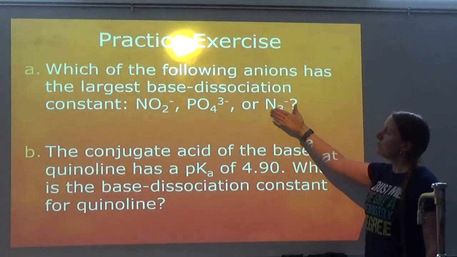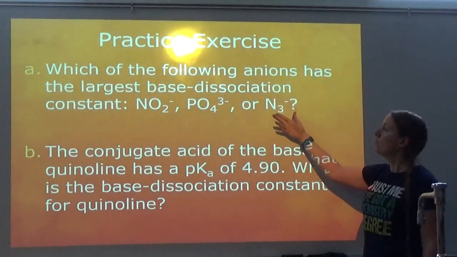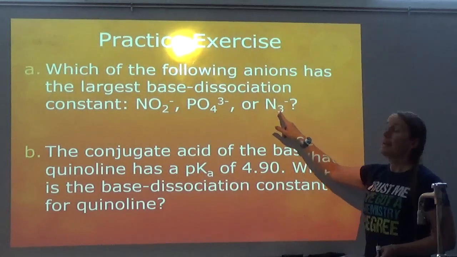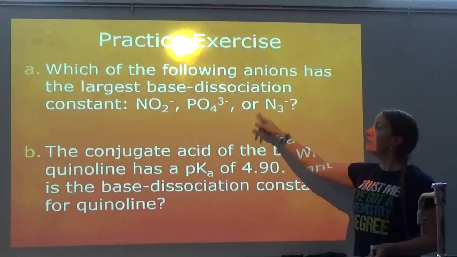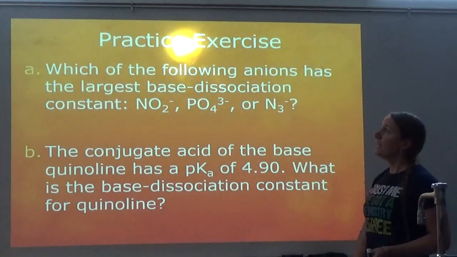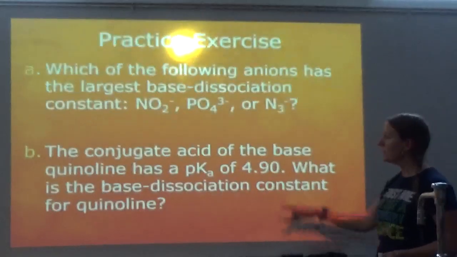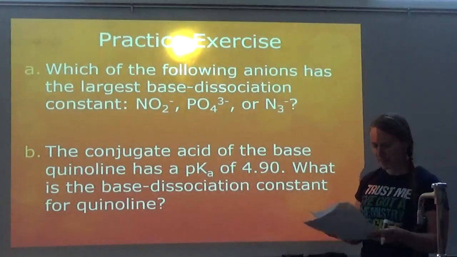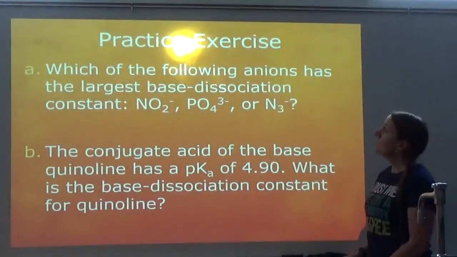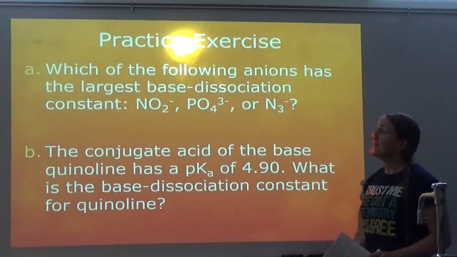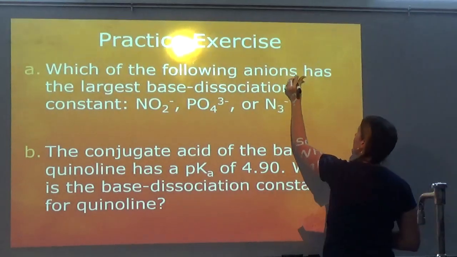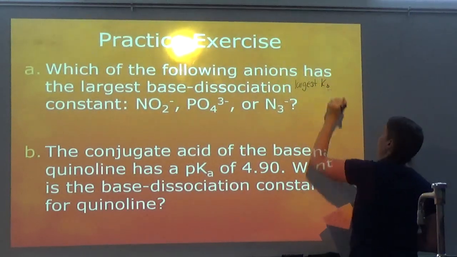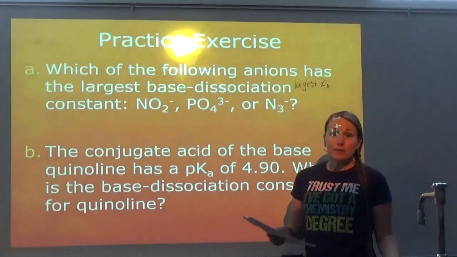For this one, again, you'll need to either A, use your book, or B, look up the Kas for these. Like in the book, they only give us the Kas. So you would look up the Kas, and then you'll decide from there. For this one, you don't need to look anything up. So I'll assume we've already done that, and now we'll look at it together. All right, so it says, which of the following anions has the largest base dissociation constant? So in other words, they're asking for the largest Kb.